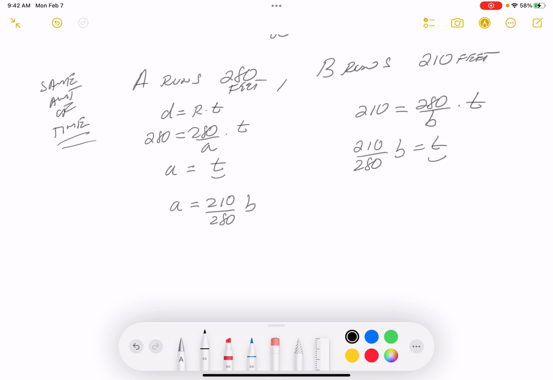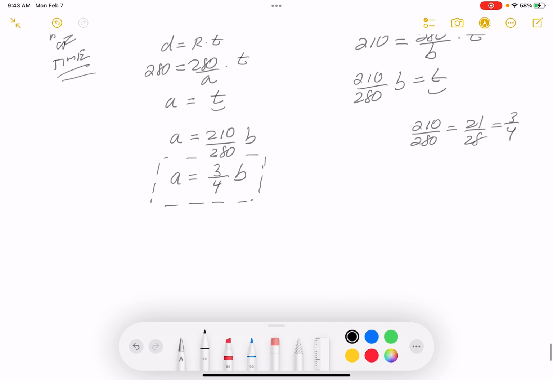But I want to simplify a little tiny bit. Let me just write this out. 210 over 280. That's 21 over 28, divided by 10, by the way. And divide by 7, what do you get? 3/4. So I'm going to say A is the same thing as 3/4 of a B. Now I don't know what A or B is, but I do know that A is related to B by being 3/4 of B. All right? Now let's talk about the second race.